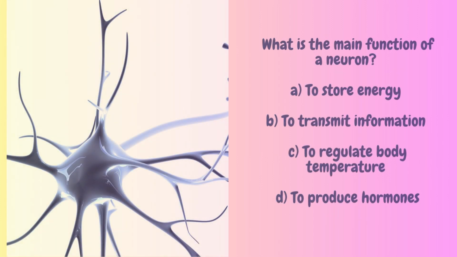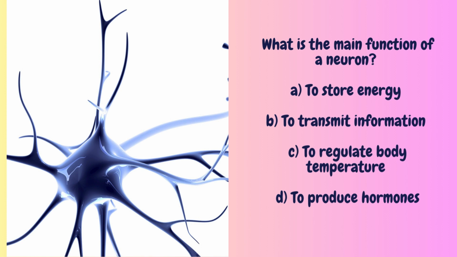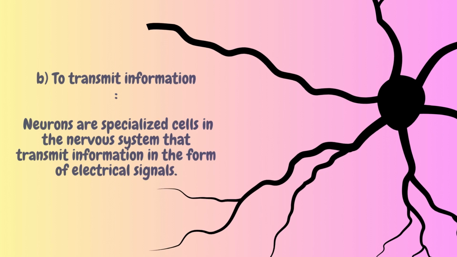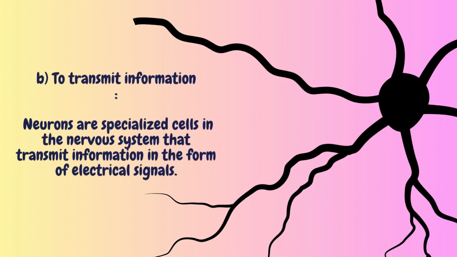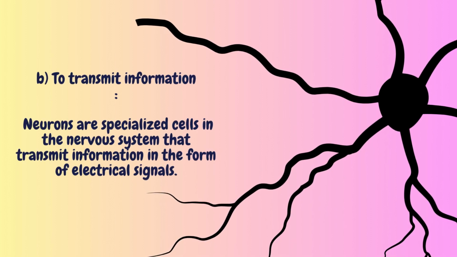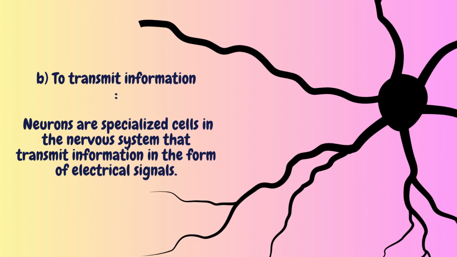What is the main function of a neuron? A. To store energy. B. To transmit information. C. To regulate body temperature. D. To produce hormones. B. To transmit information. Neurons are specialized cells in the nervous system that transmit information in the form of electrical signals.